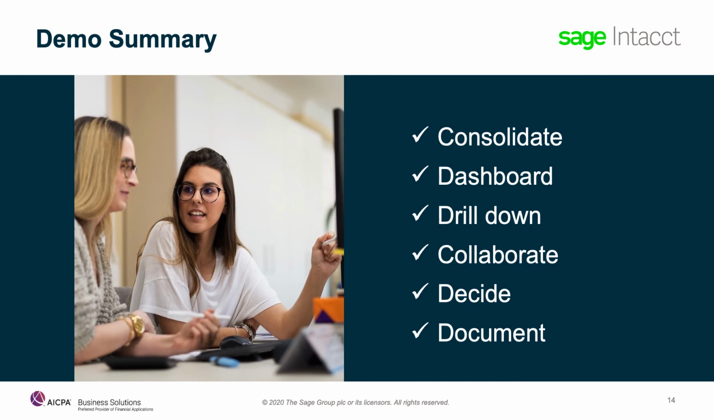Now I'm going back to our agenda to summarize what we've talked about. We looked at how Sage Intacct consolidates information across your organization and how dashboards help you visualize that information in a more immediate way. We drilled down to get to the detailed information inside the system to make better decisions. I demonstrated how you can collaborate within your organization. You can take all the data that you're getting and work together to come up with a solution. I also showed that you can make decisions about what you're going to do next and then document those decisions in the context of your organization.